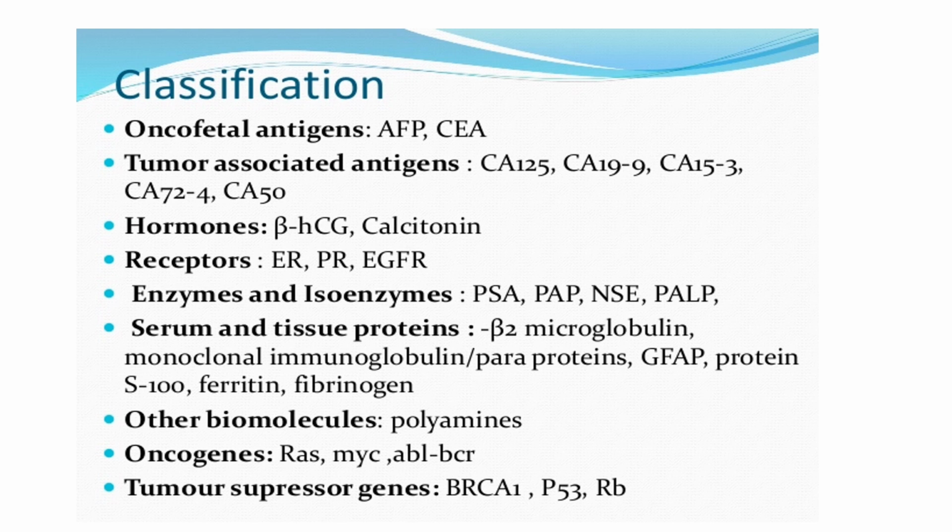Other biomolecules like polyamines and oncogenes like ROS, MYC, APL and BCR. MYC is a very important marker in lymphoma. Tumor suppressor genes like BRCA and P53 are very important genes. The therapies are also available against these markers.